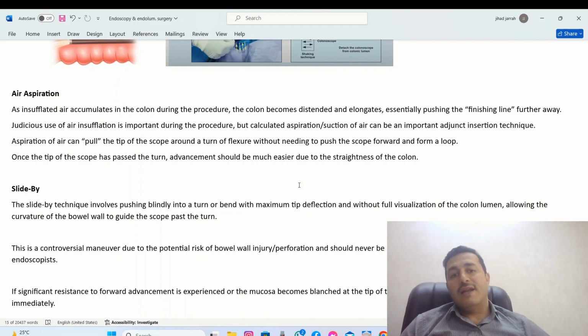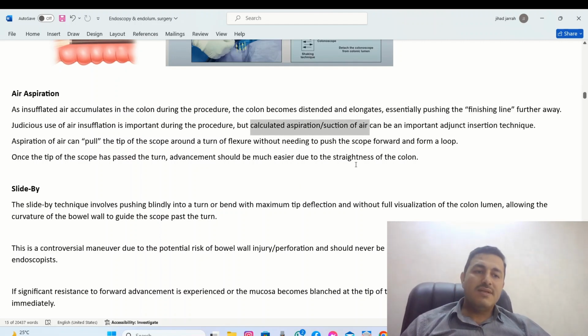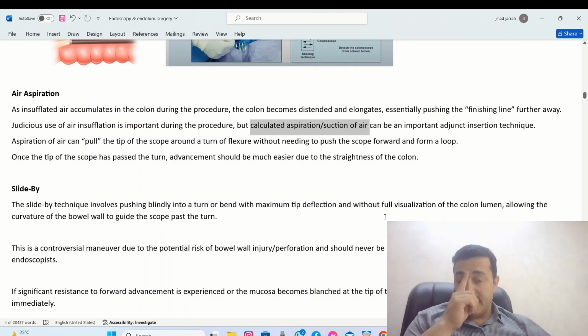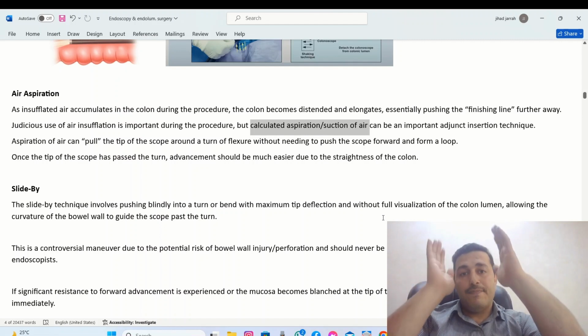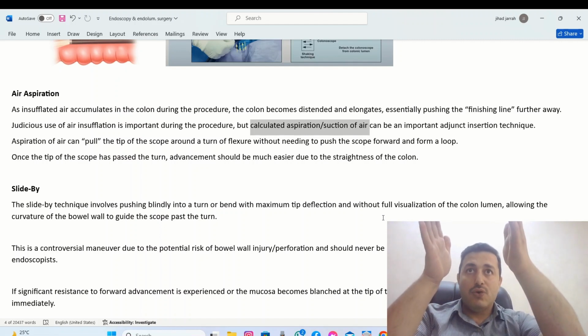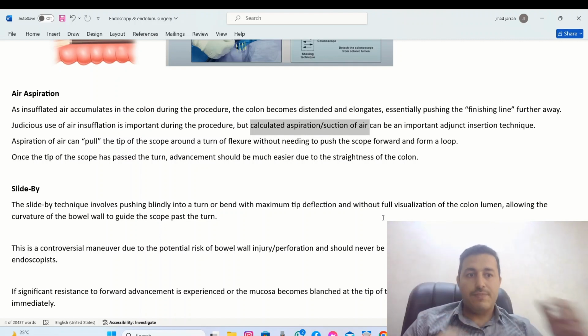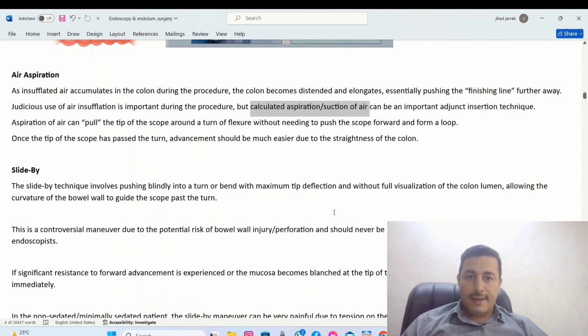Of course, there is a calculated aspiration, suction of air, but it's commonly missed. So air aspiration can bring the distal colon from the scope finish line more proximal. Okay.